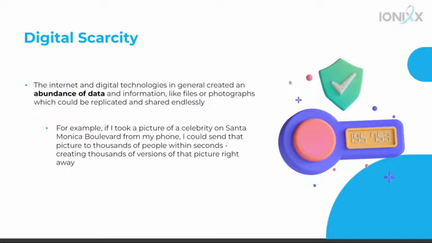So this is a concept that I think is important to understand when we're talking about NFTs in general. I think NFTs and blockchain tech enables digital scarcity. So I'll expand on that now. The internet and digital technologies, information technologies in general, they created an abundance of data. So you could take information and you could just abundantly replicate it multiple times, endlessly, where everyone could have a piece of that data at no extra cost. So for example, if I took a picture with a celebrity from my phone, I could email that out to thousands of people, millions of people within seconds, and I could create thousands or millions of versions of that picture right away. So it allowed for digital abundance.